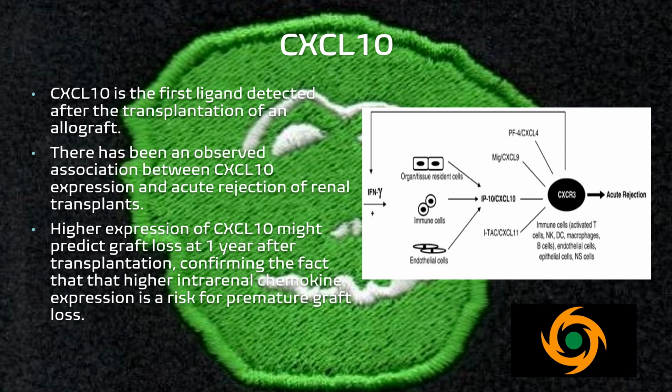Higher expression of CXCL10 might predict, or has been evidenced to predict, graft or allograft loss. The titers of CXCL10 could help predict allograft loss at 1 year post-transplant, confirming that a higher intrarenal chemokine expression is a high risk for premature graft loss.